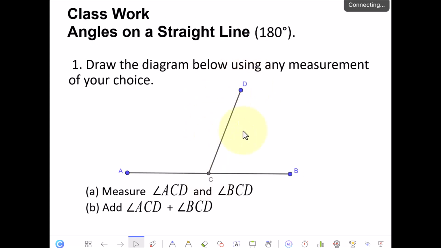Now, this was the first work I gave in class. I want us to discover that angles on a straight line equal 180. That was why I told us to draw this diagram using any measurement of your choice. So draw ACB using any measurement of your choice. Then use your protractor to measure angle ACD and BCD. Then when you finish it, I now say you should add it. If you do it well and add the two angles, it must give you 180 degrees because the two angles are on a straight line.